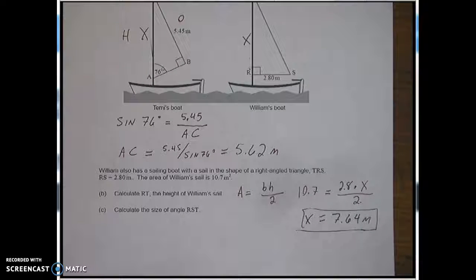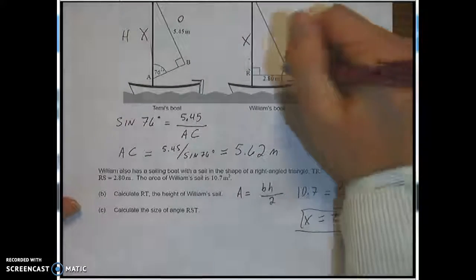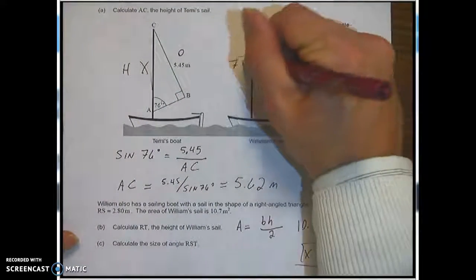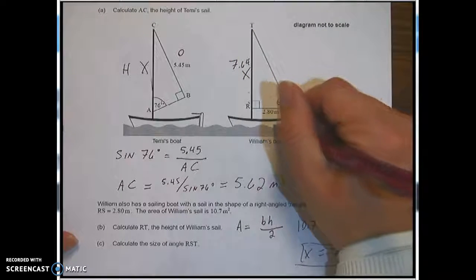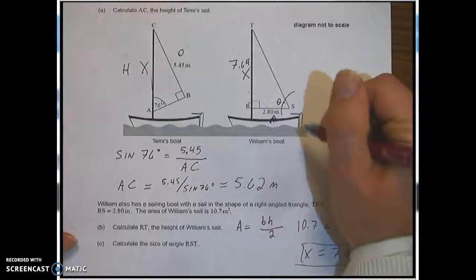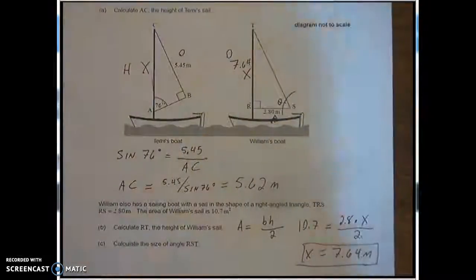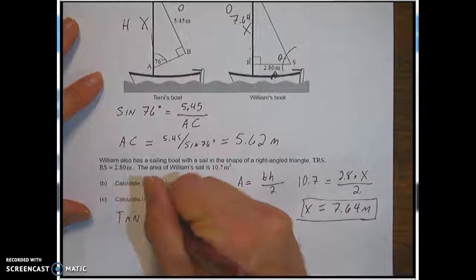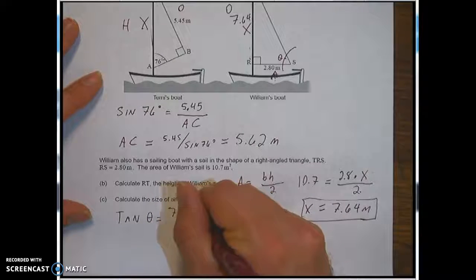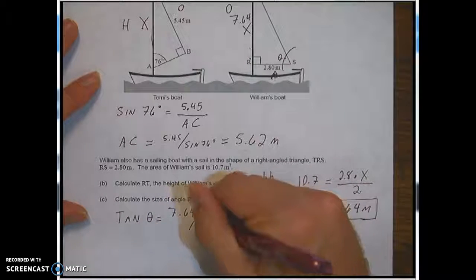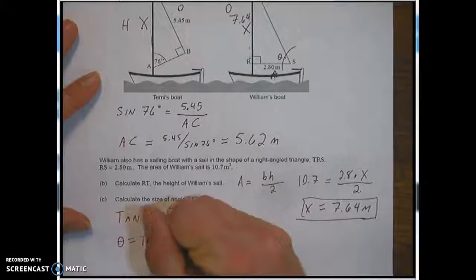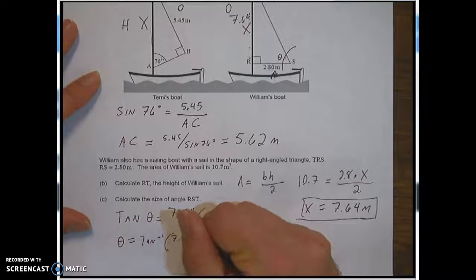And then we're supposed to calculate RST, the size of angle RST, which is always the middle one. It's this one right here, so I'm going to call it theta. So now I know that this is 7.64. From theta, I've got the adjacent side and the opposite side, so I'm going to use tangent to solve this. I'm going to say tangent of theta is 7.64 over 2.8, opposite over adjacent. So theta must be the tangent inverse of 7.64 over 2.8.